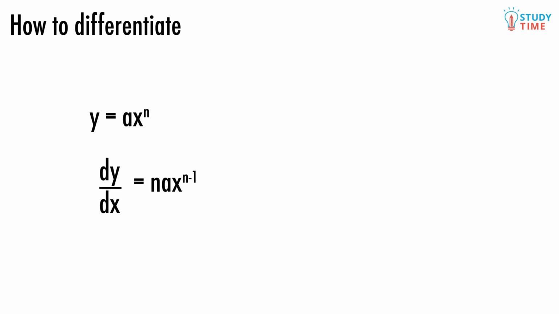On the left, y has transformed into dy dx. Since the letter d means change in, this actually just means change in y over change in x, and that's just the gradient. So dy dx is another way of saying the gradient. On the right, we've taken the original power, n, and moved it down to the front of the equation. The last thing we did was to take the original power n and decrease it by 1 to become n minus 1. So if you know how to do those three things, then you can basically differentiate any equation you like.